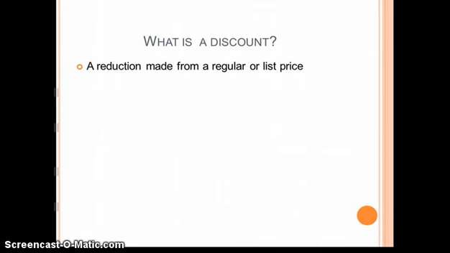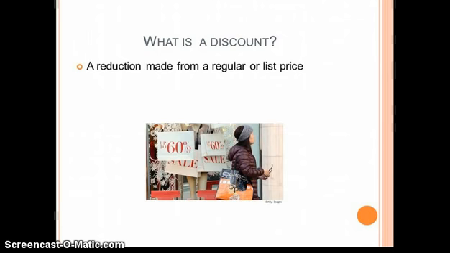What is a discount? A discount is a reduction made from a regular or list price. And everyone loves to receive a discount. That means you save money. Okay? And the most common area where you'll find a discount is when you are shopping.